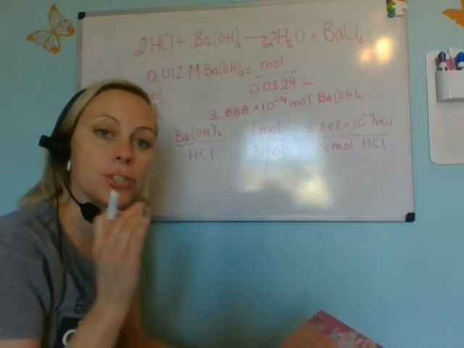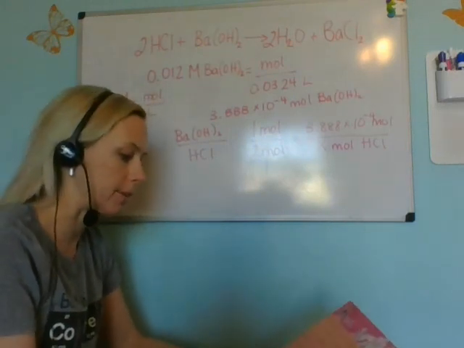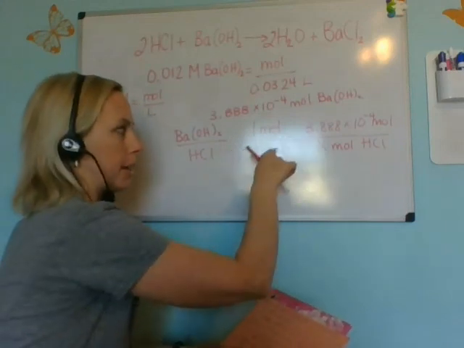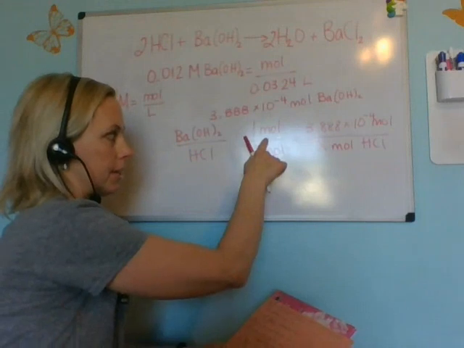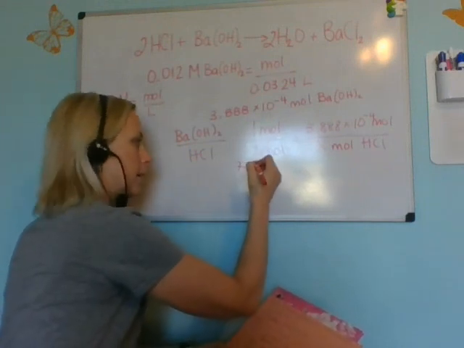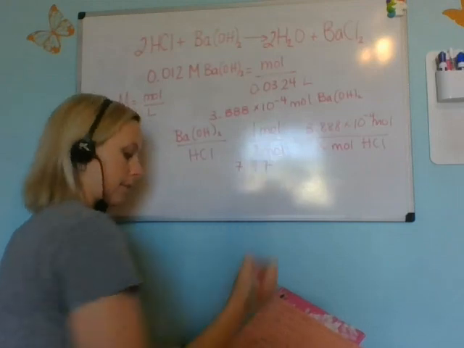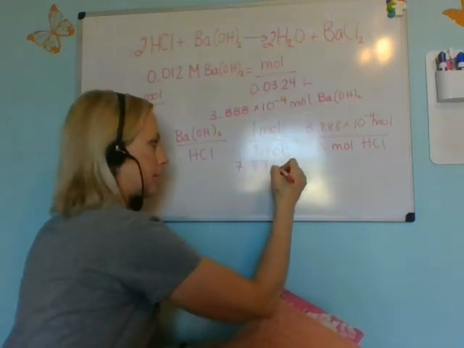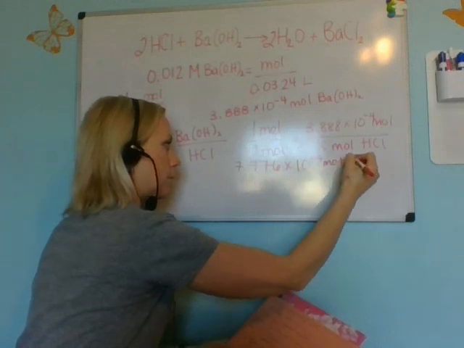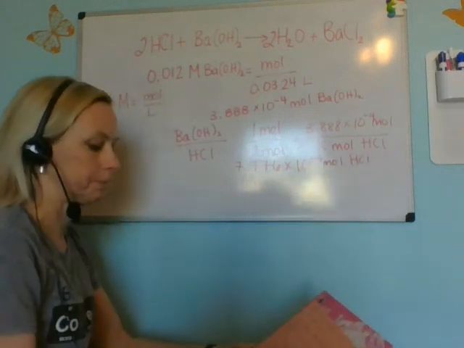And this is coming just from this question that we had. So this is like our example. When I calculate this, multiply basically across, and then divide by 1, I get the answer to be 7.776 times 10 to the negative fourth moles of hydrochloric acid.